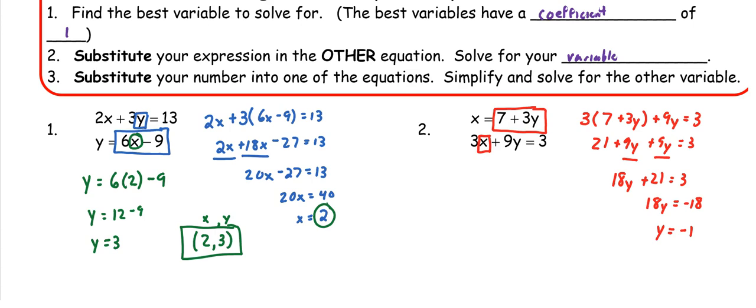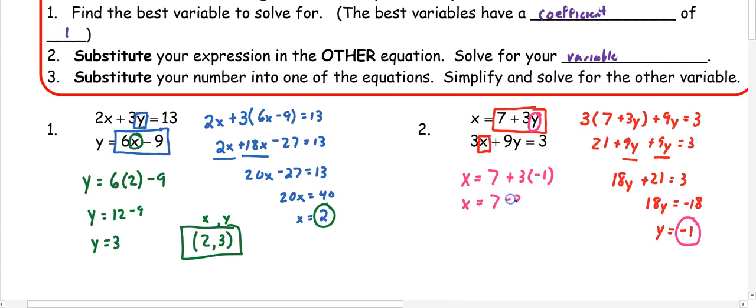Once we know y is negative 1, we need to go back and solve for x. This time, let's pick the first equation. Remember, it doesn't matter which equation we pick. We get x equals 7 plus 3 times negative 1. So we get 7 minus 3, which is 4. So our ordered pair here would be 4, negative 1.